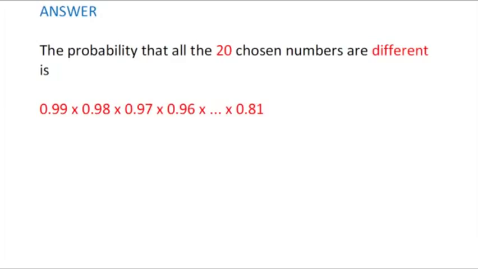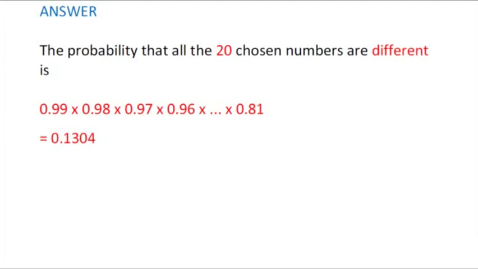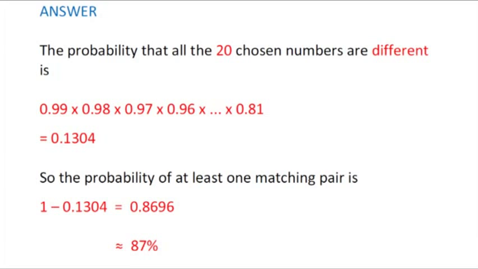And then the chances that the third person has chosen a different number from the first two, well, there are 98 out of 100 numbers available, so that's 0.98, and so on, until we get to the 20th person, and the chances of the 20th person choosing a number different from the 19 already chosen is 0.81. So we've got the product of these numbers, all of which are quite close to 1, but by the time we multiply them together, we get quite a small number: 0.1304. So if we subtract that from 1, the probability of a matching pair is roundabout 87%.